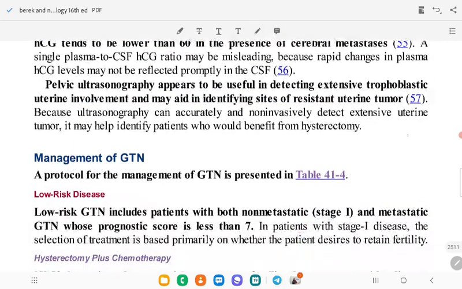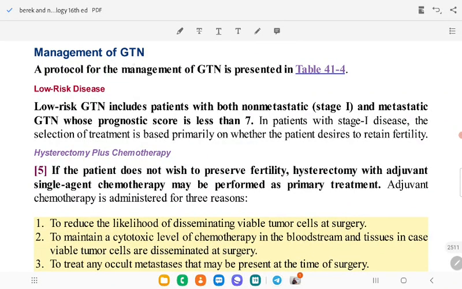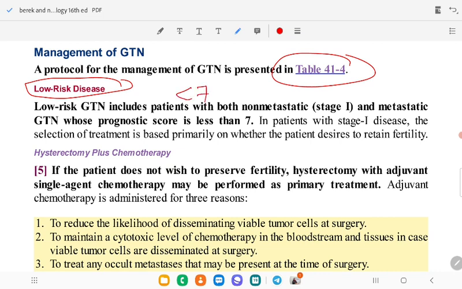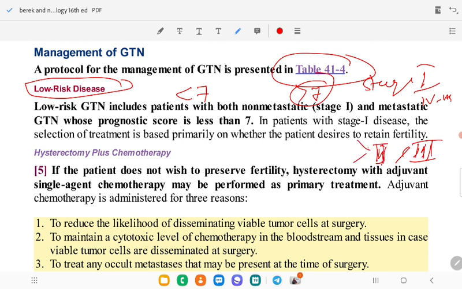uterine tumor. Management of GTN depends on low risk disease or high risk disease; the protocol table I have already told you. Low risk or high risk: if the score is less than 7 it is low risk, if more than 7 it is high risk. Stage 1 is low risk, stage 4 is already high risk, and stages 2 and 3 are based on the scoring system: if less than 7, low risk, and more than 7, high risk. Low risk GTN includes patients with stage 1 and stage 2 whose prognostic score is less than 7.